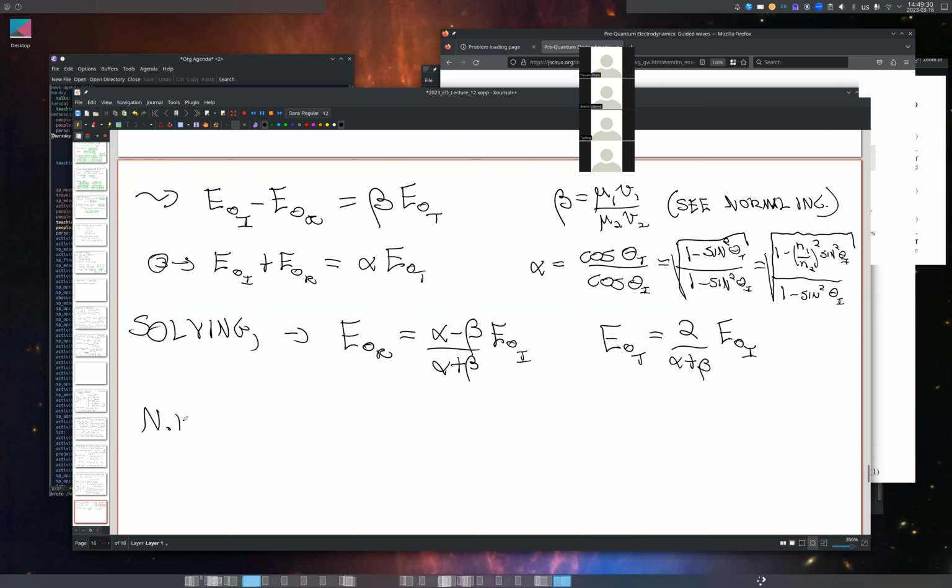So nota bene, if I take the incident angle to 0, we just recover the earlier results for normal incidence. Okay, so that's the first remark that you can have here.